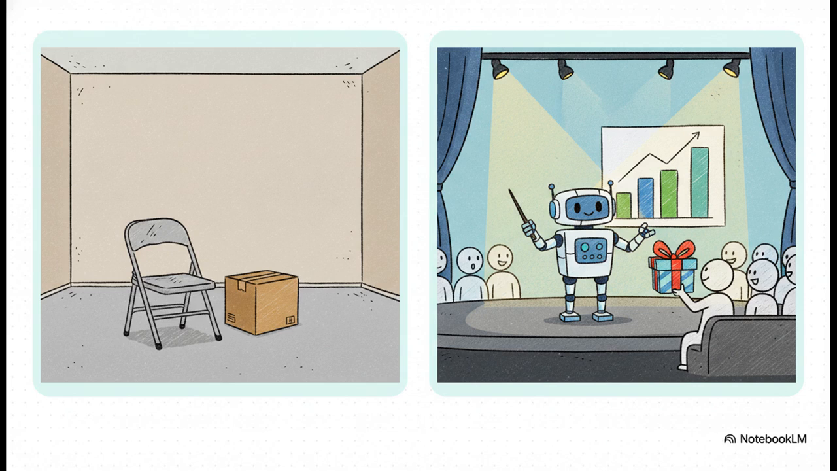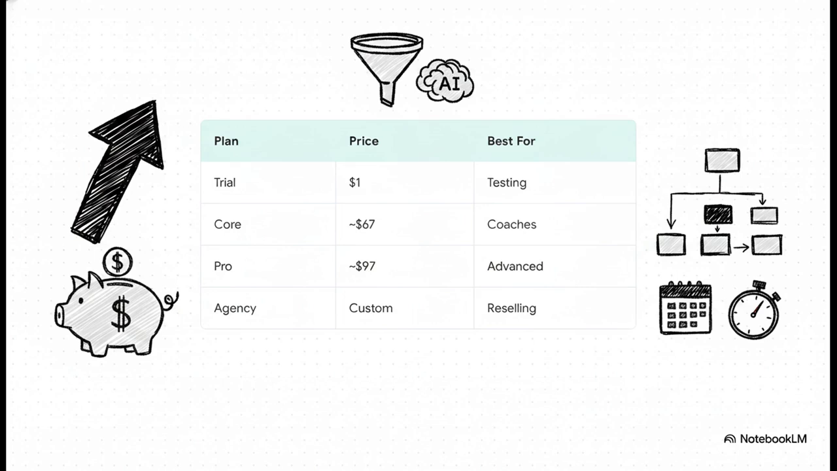WebinarKit, on the other hand, uses AI to actively build the presentation, host it, sell via the AI sales agent, and bundle the funnel automation all together. And when we look at the pricing breakdown, the value proposition is incredibly strong.